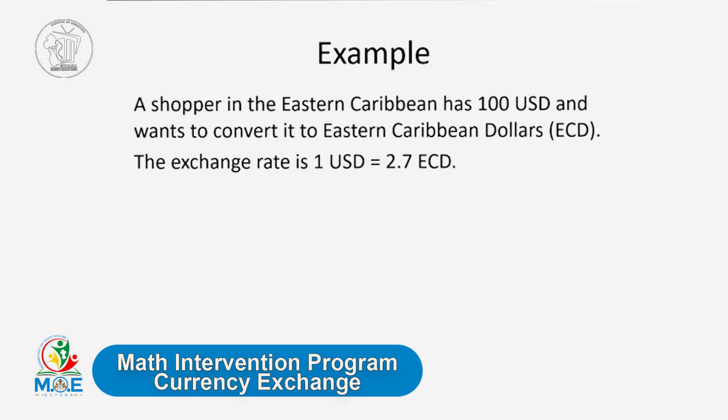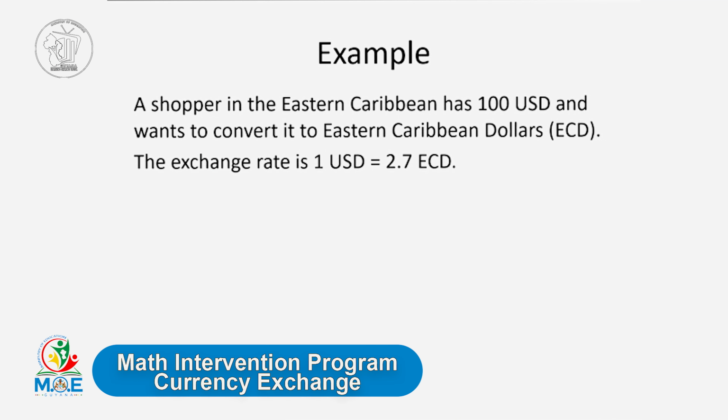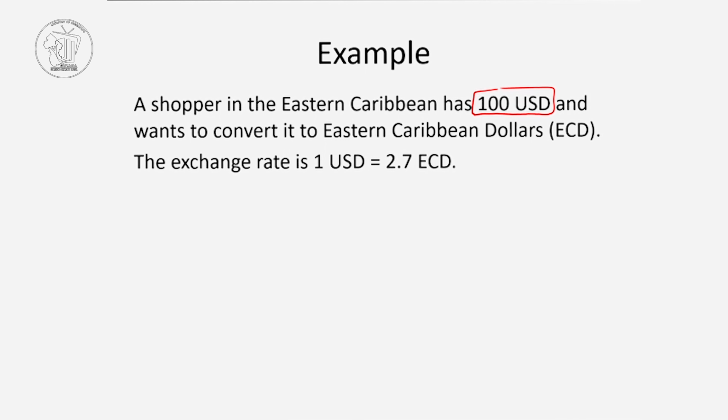It says a shopper in the Eastern Caribbean has 100 US dollars and wants to convert it to Eastern Caribbean dollars, EC dollars. The exchange rate is 1 US dollar is equal to 2.7 EC dollars. So you want to convert 100 US dollars to EC dollars. So we see US is the higher currency. So in this case, we'll have to multiply.